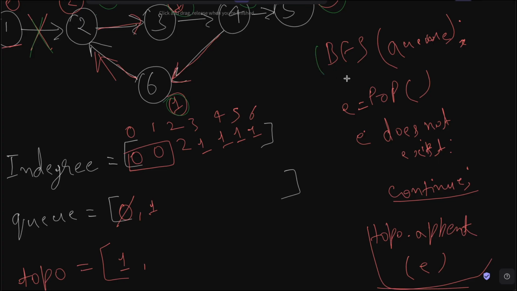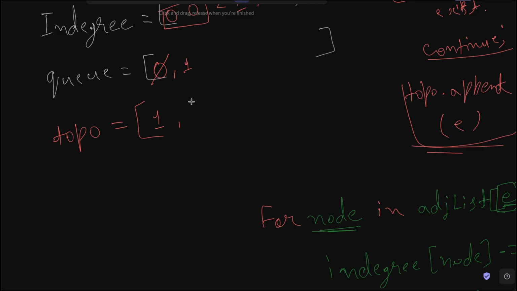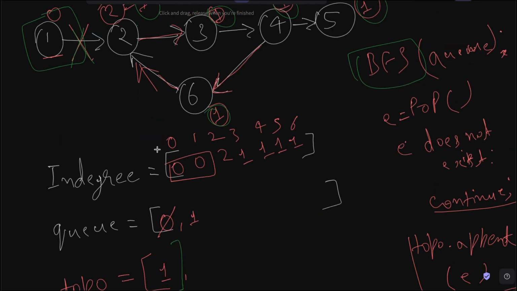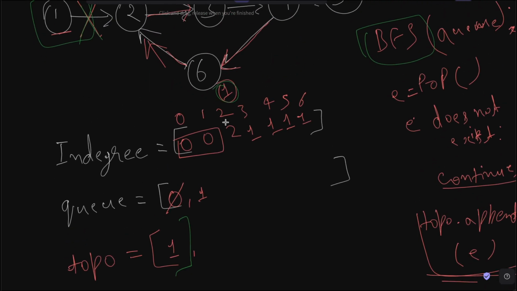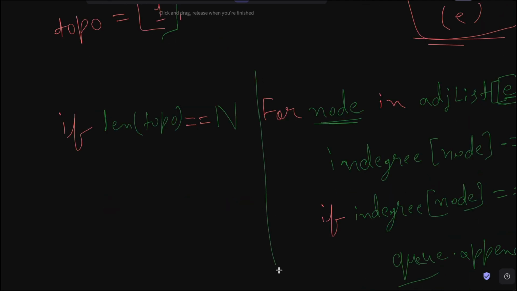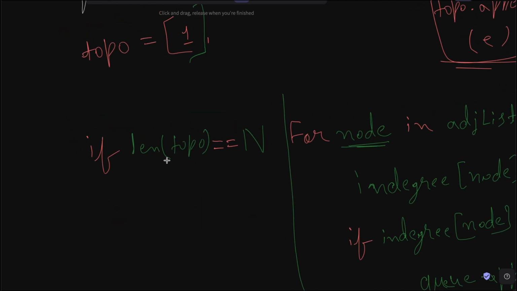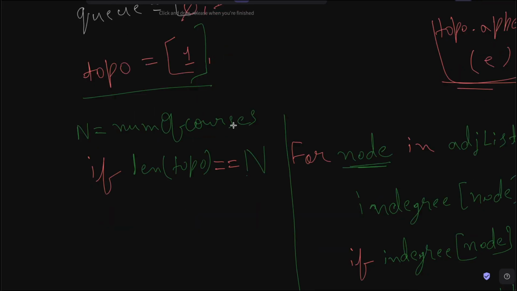This particular BFS will simply end just after processing the first node, and then in our topo sort we will only have the first node. But we know that for a topological ordering to be valid, the topological ordering must contain each and every node of this particular graph, which means at the end I can check if len of topo is equal to n. And let me just make a division here so that we will not confuse. So if at the end the length of the topo array is the same as n, the number of courses, that means the topological sort array contains n elements, we know that there are no cycles in the directed acyclic graph, and that's why we were able to get a proper ordering.